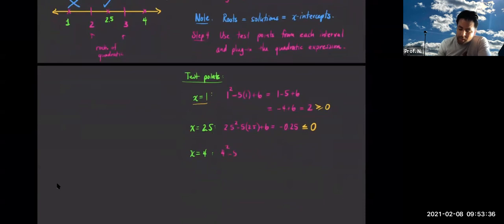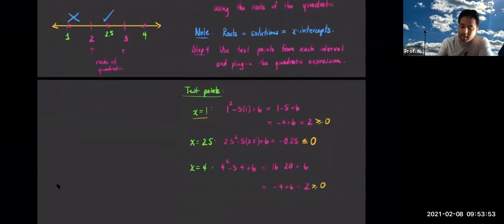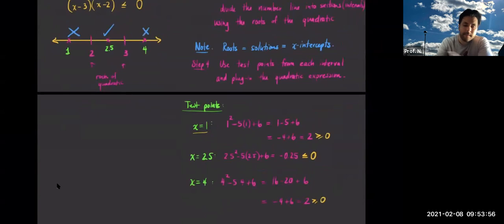4 squared minus 5 times 4 plus 6. I get 16 minus 20 plus 6, I get negative 4 plus 6, and I get something that is bigger than 0 again. So that means that this interval, pardon me, is no good. So what is the appropriate interval? Everything between 2 and 3.